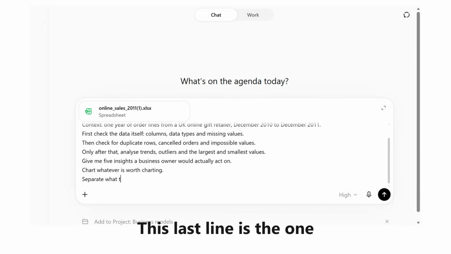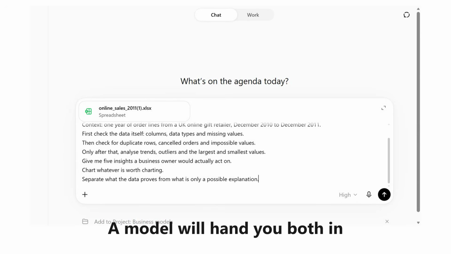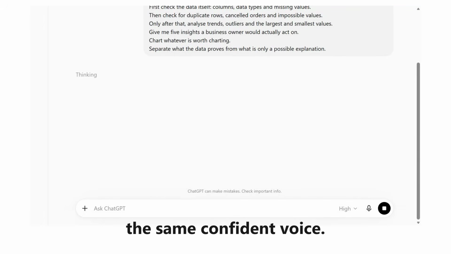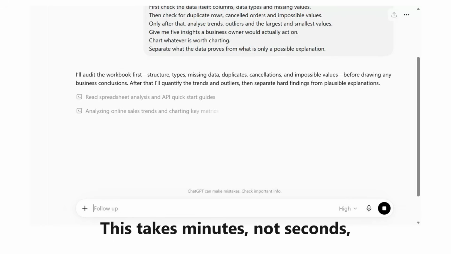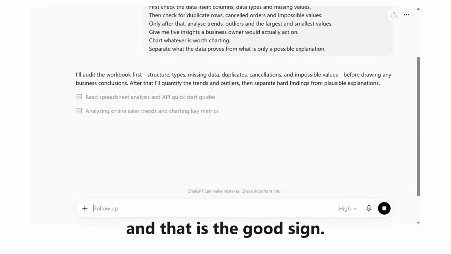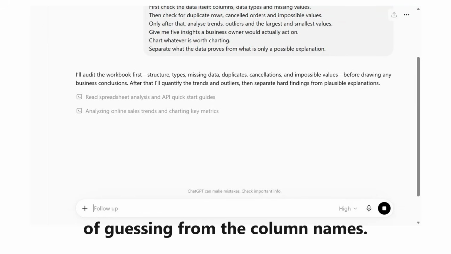This last line is the one almost everyone leaves out. What does the data prove, and what is only a possible explanation? A model will hand you both in the same confident voice. Now watch. It writes actual code and runs it on the file. This takes minutes, not seconds, and that is the good sign. It is reading 500,000 rows instead of guessing from the column names.